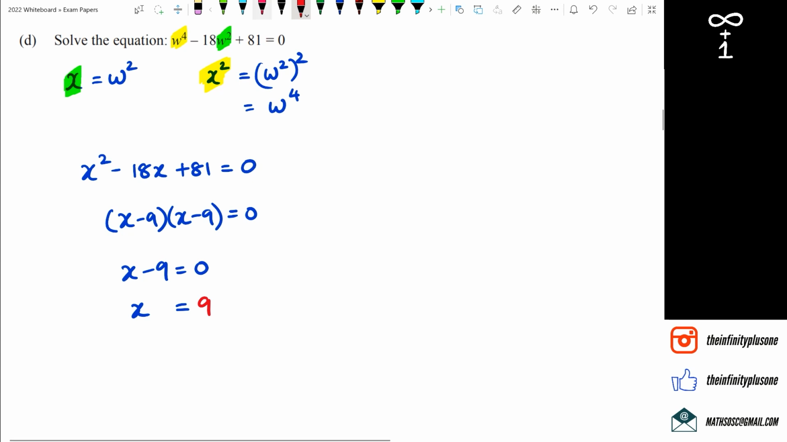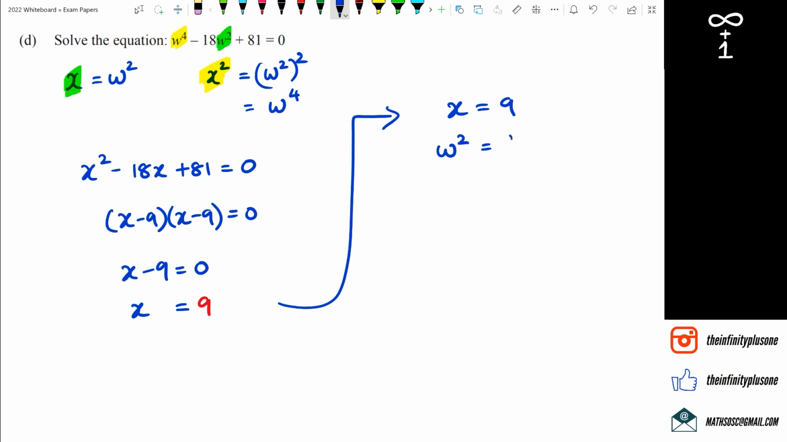So we need to do one more step. Because x equals 9, and we also know that x equals w squared, we can rewrite this as w squared equals 9. Because remember, that's what we did right at the beginning. We said x is equal to w squared, and because x equals 9, we can say w squared equals 9. But when they're asking for solutions, they want solutions in terms of just w. So we can write this as w is equal to the square root of 9.